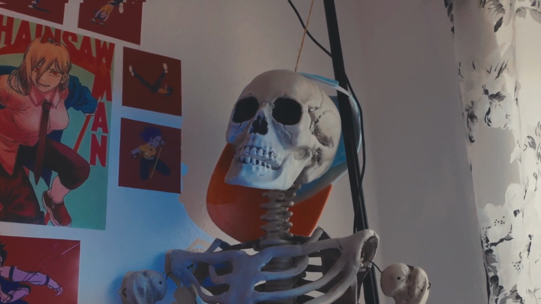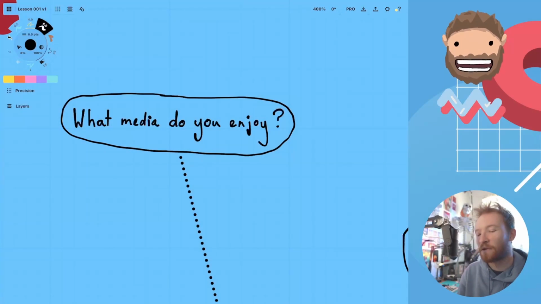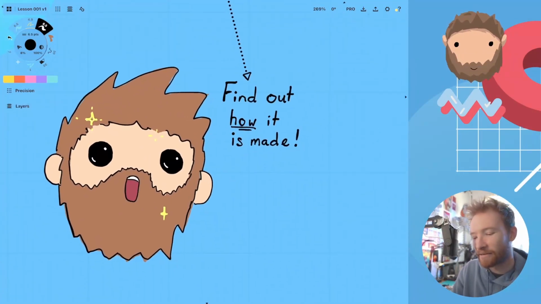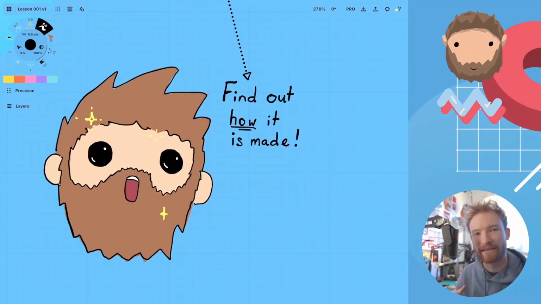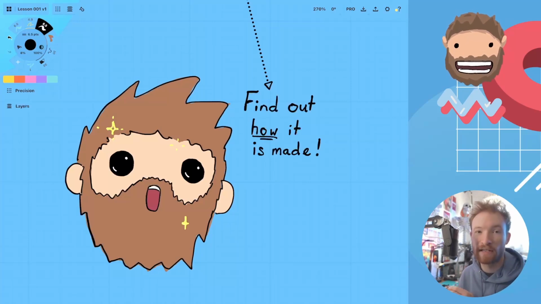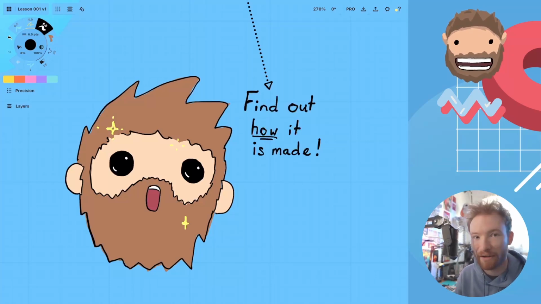Everything repulses me. Going back to our list of what you enjoy, what you're going to do is we're going to find out how they're made. We're going to spend some time doing some research. You are going to gradually develop your creative professional skill sets. You have identified particular things that you're fascinated in, and now you have the opportunity to target them.